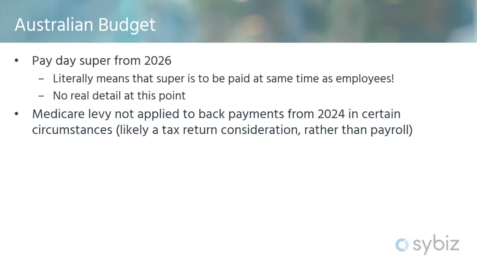And then also from a payroll perspective, or potentially a payroll perspective, but we don't think it will be. Again, we're waiting for some more information, but the Medicare levy in certain types of back payments in certain circumstances isn't to be applied to those back payments, and that's something that we'll have more detail on in around about 12 months' time. But because of the mechanics behind it, it is likely to be taken care of at the tax return rather than from a payroll perspective. But those were the two things in the budget that possibly had implications for payroll processing.